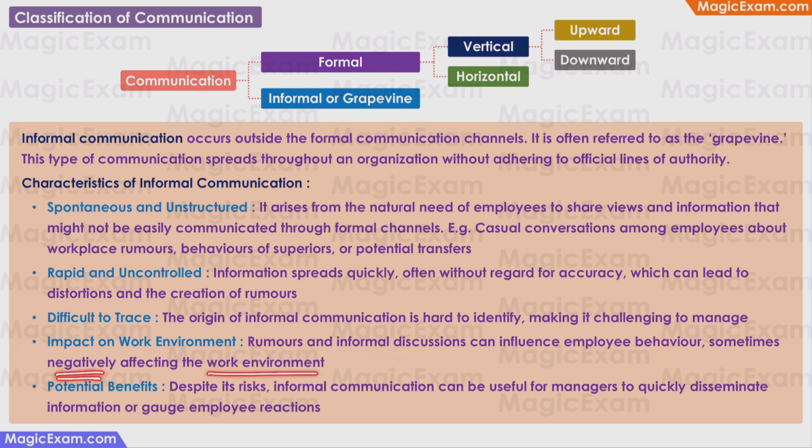But these informal communication networks also have some potential benefits because despite its risks, informal communication can be useful for managers to quickly disseminate information or gauge employee reactions before making any formal announcements or communications. For example, if the company wants to change a particular process or policy, the informal networks can help the managers in understanding how the workers may react, and they can make any required changes before they formally roll out or announce the policies.